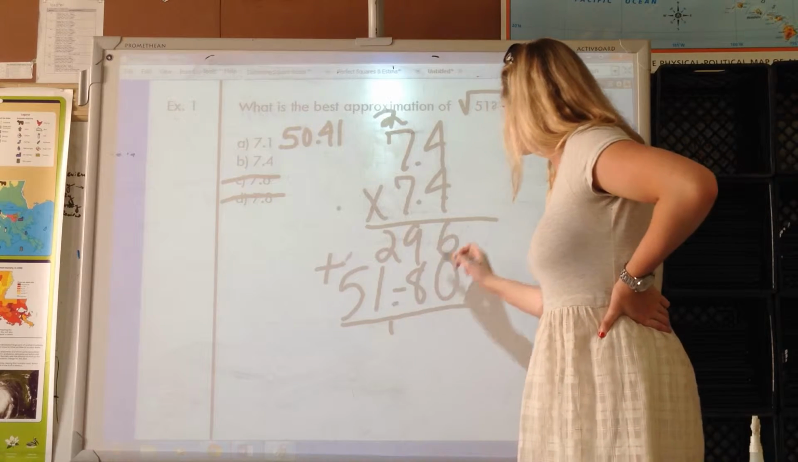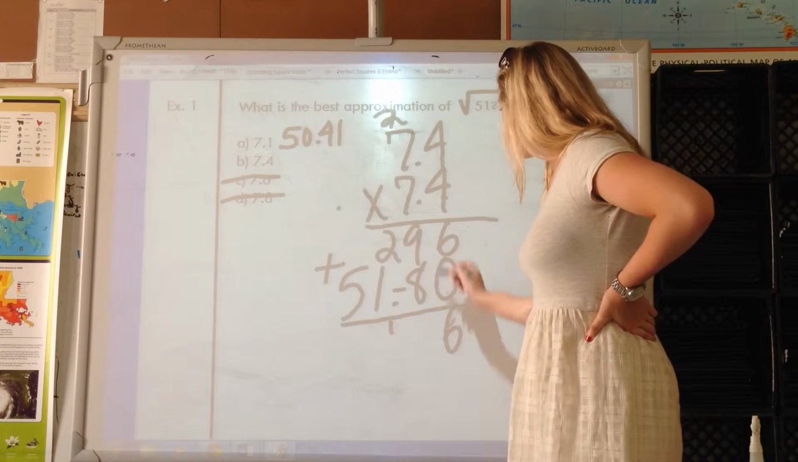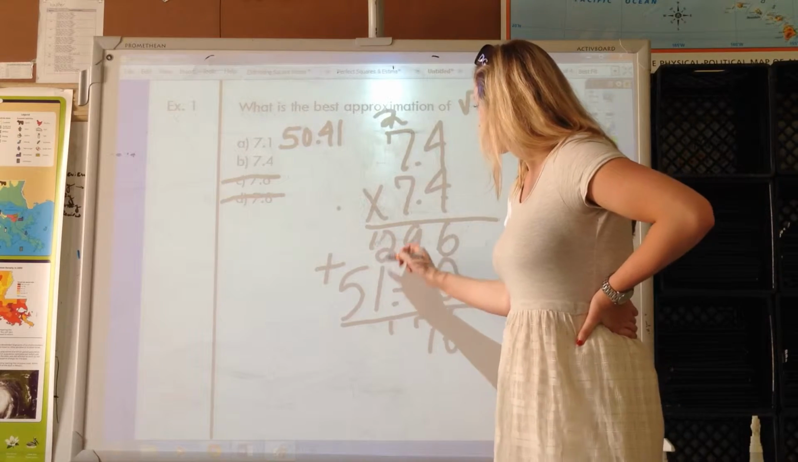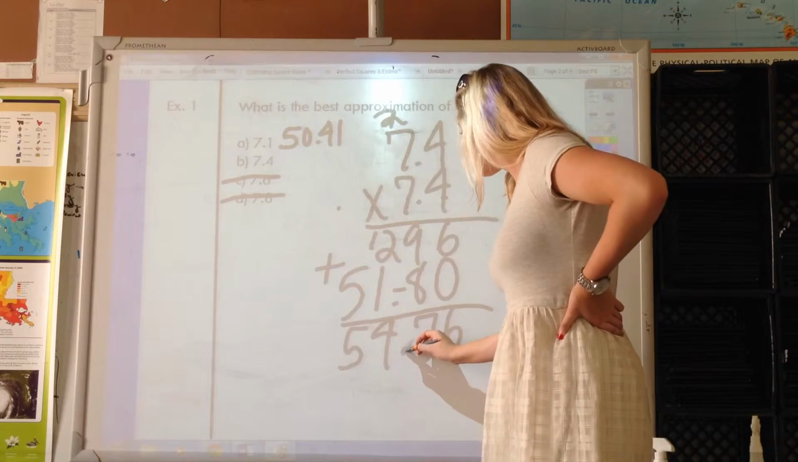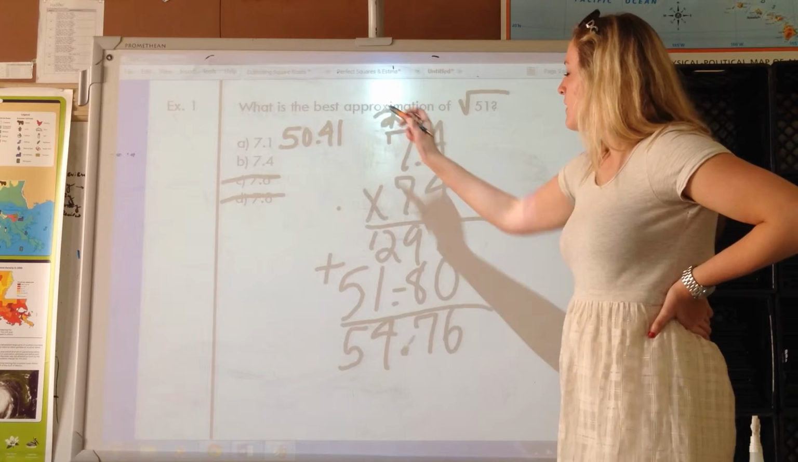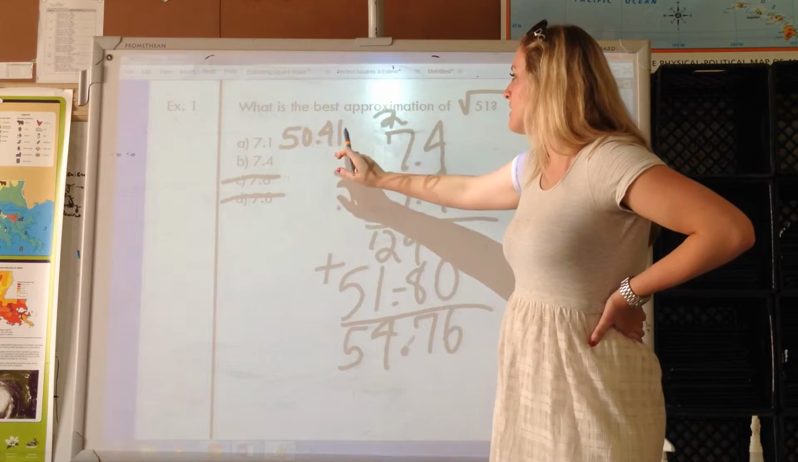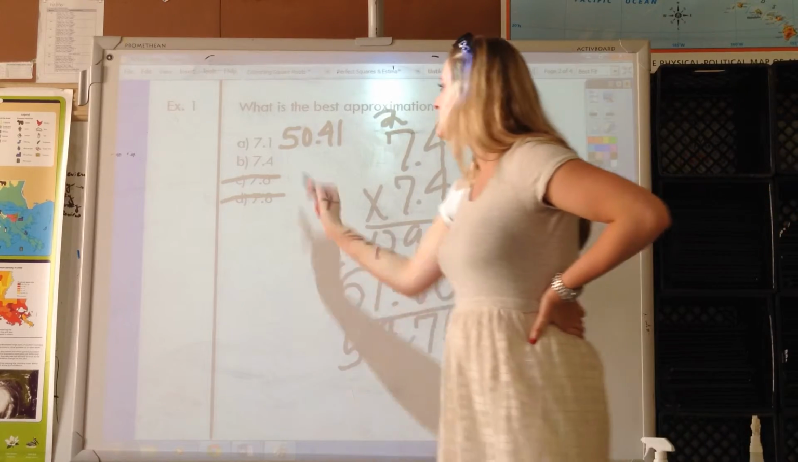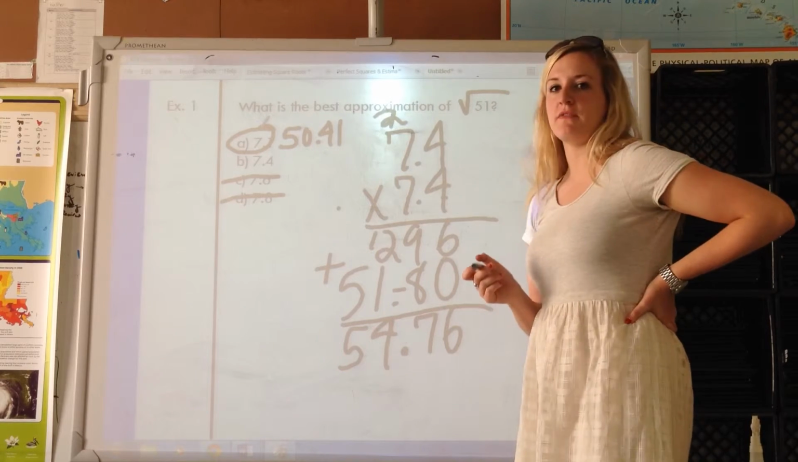Of course, I just add these numbers. 6 plus 0 is 6. 9 plus 8 is 17, carry my 1. 2 plus 1 is 3, plus 1 is 4. 54.76. 50.41 is closer to 51 than 54.76. So 7.1 is my best approximation of the square root of 51.